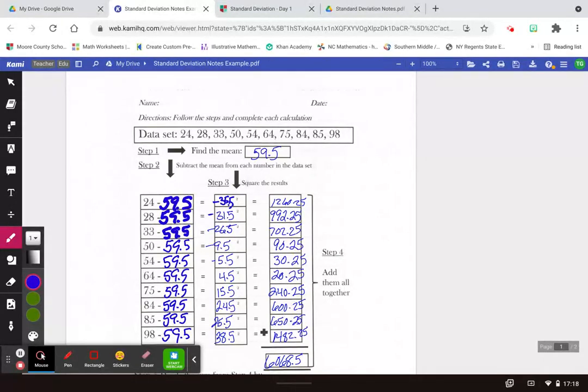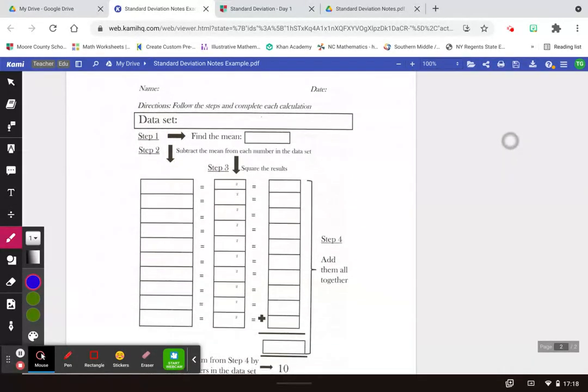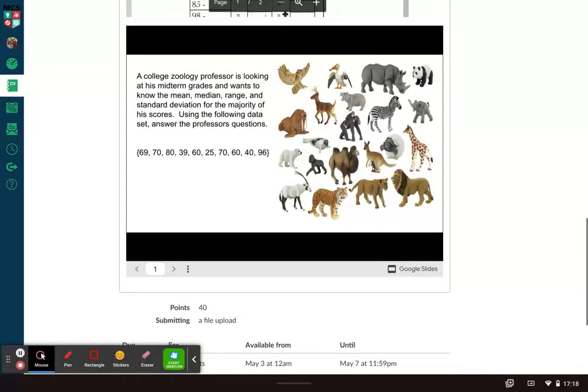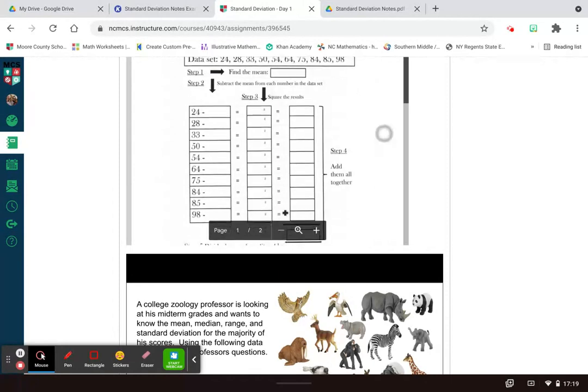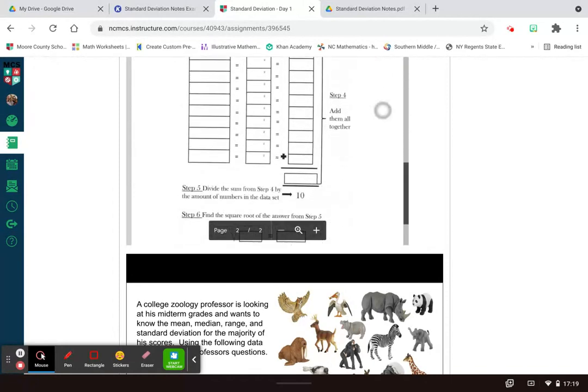Okay? So what I would like for you to do now is on the second sheet, if you go back to the standard deviation lesson, you look down here at the slide, and it says that a college zoology professor is looking at his midterm grades and wants to know the mean, median, range, and standard deviation for the majority of his scores. So using the following data set, answer the professor's questions. Okay? So on your sheet of paper, what I want you to do is find the mean, the median, and the range. Okay? Then find the standard deviation.